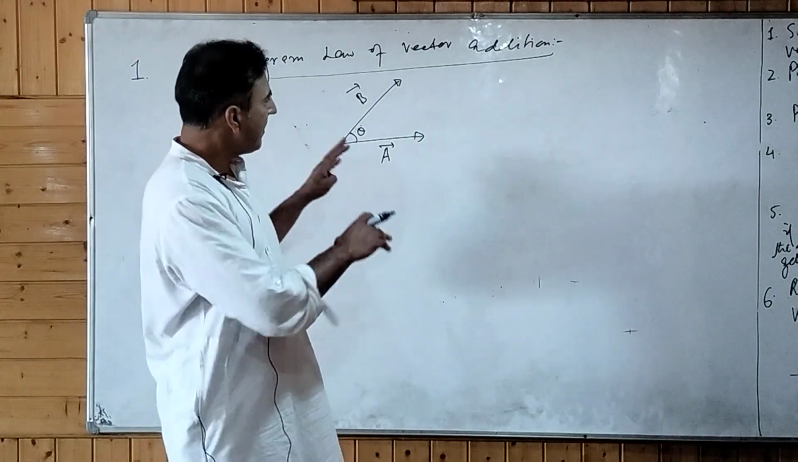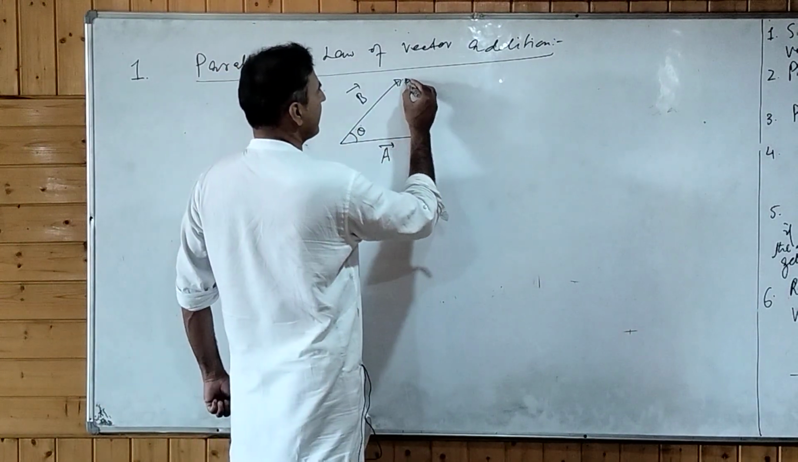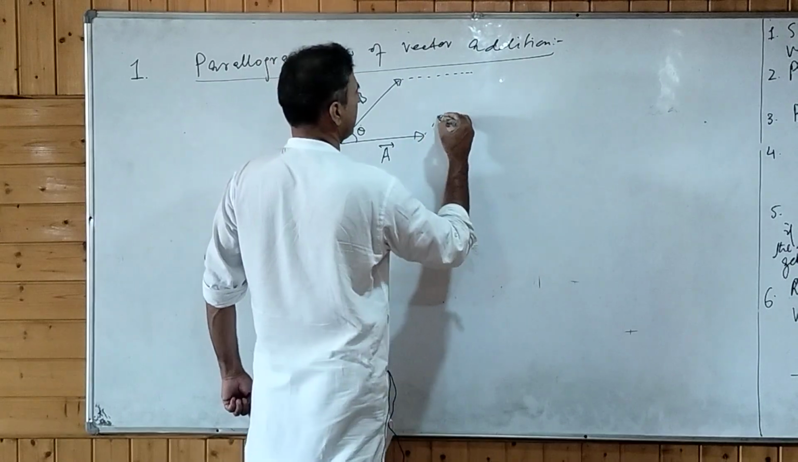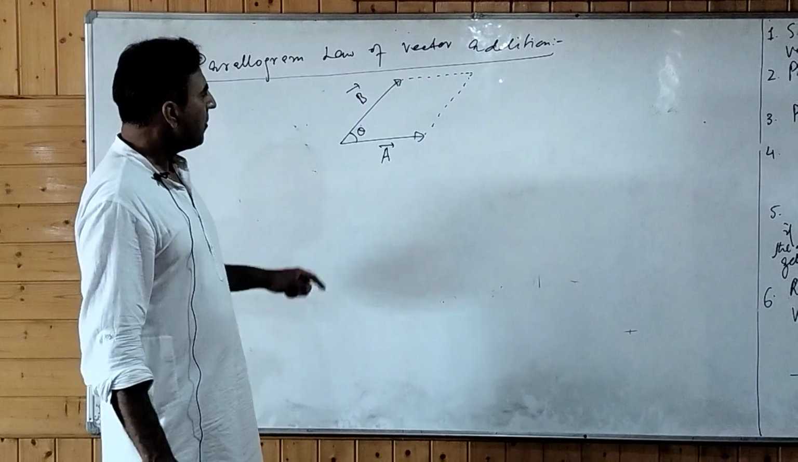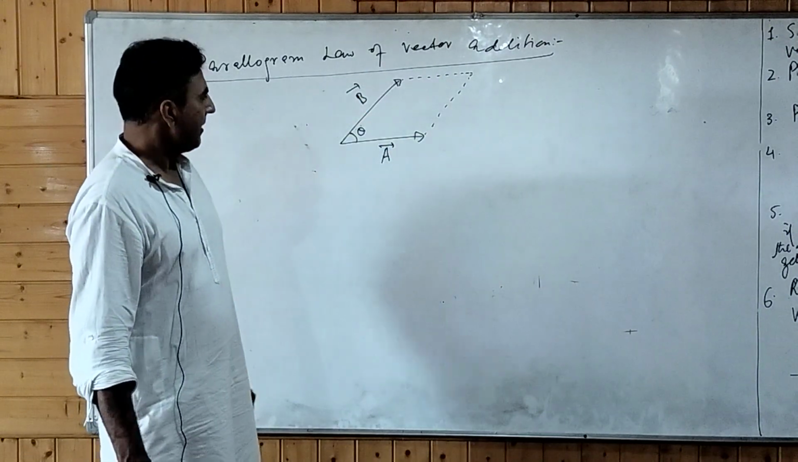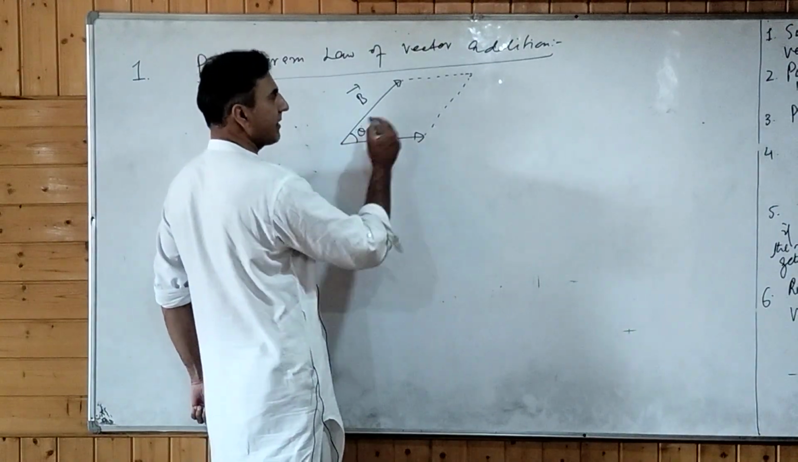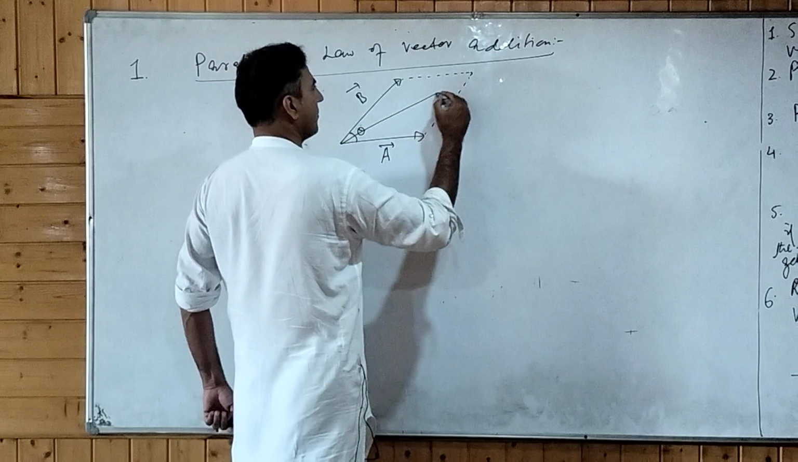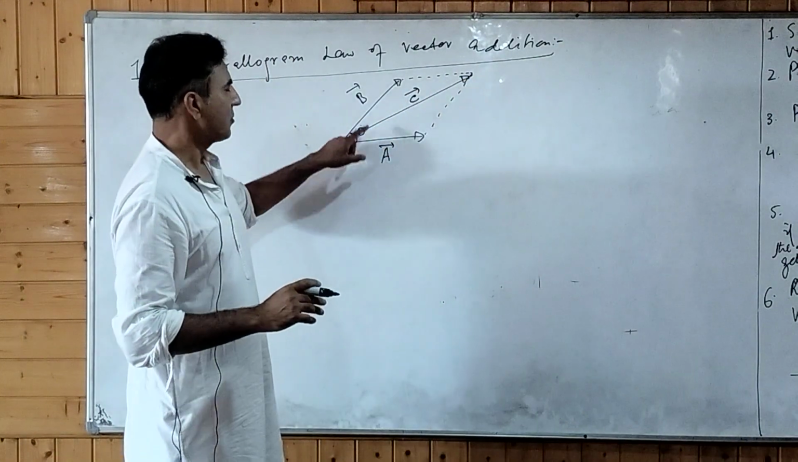Now we will make a parallelogram out of these two vectors. The parallelogram is something like this. This has become a parallelogram. So when you make a parallelogram out of these two vectors in this way, तो फिर क्या करेंगे, आप इस पॉइंट को लेकर के इस पॉइंट तक आप ज्वाइन कर लो. This one, this vector C is the resultant of these two vectors.